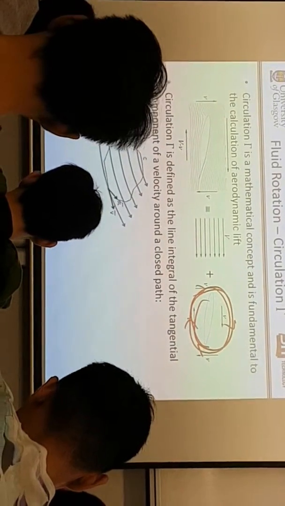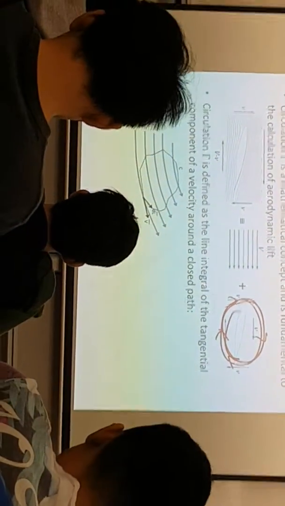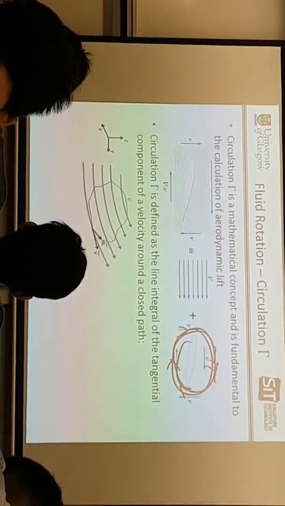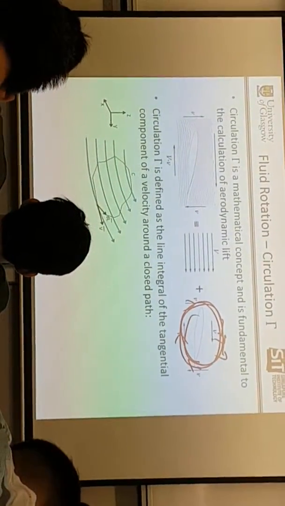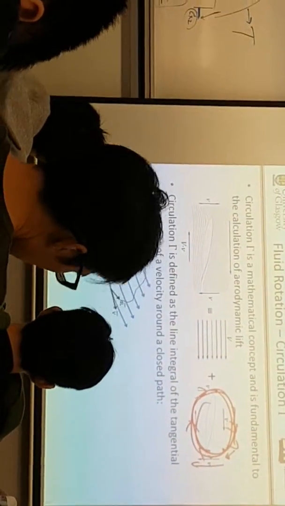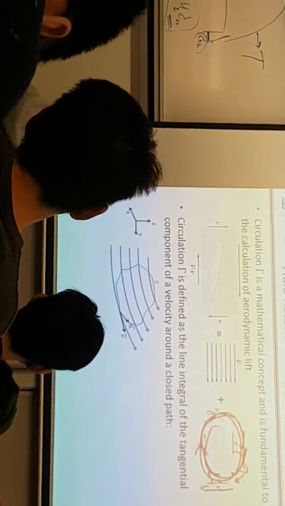If you can imagine I have a flow that's rotating, and I want to find the velocity at this point, I look at the tangential velocity. If I look at this point, I look at the tangential velocity. If I want to look at this point, I look at the tangential velocity. So that's why we call this the tangential velocity component.